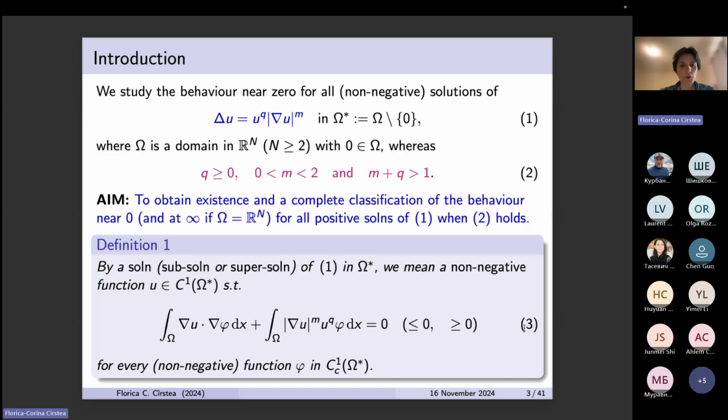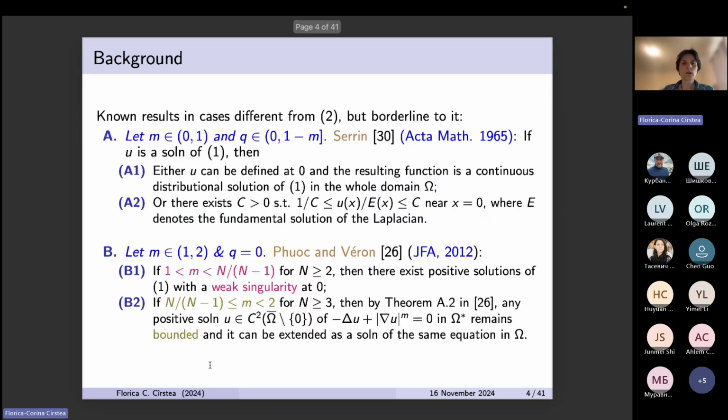So the solution, subsolution, supersolution, what do we mean? A non-negative function, which is assumed to be C^1, always on the punctured domain, Omega minus 0, and satisfies the equation in the sense of distributions, the test functions being C^1 with compact support in Omega minus 0. And of course, if we talk about subsolutions or supersolutions, we have to put the right inequalities and consider non-negative test functions.